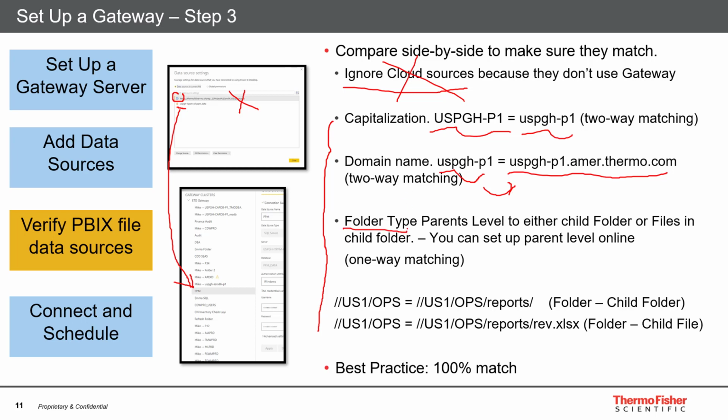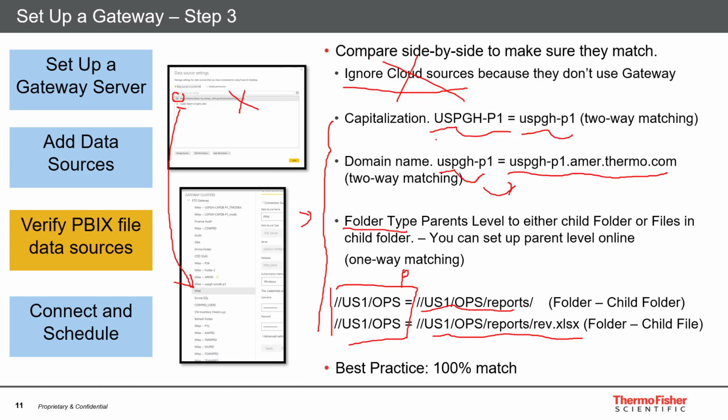And the third thing is very interesting. It's the folder type. What we found out is sometimes it is one-way matching. If on the data gateway I set up the parent folder, I found the system can almost always find all the child folders plus every file in the child folders. So this is folder to child folder matching, or folder to child file matching. If you don't understand what I'm saying here, it's totally fine, because later your experience will answer all those questions. My best practice is to achieve a 100% match.